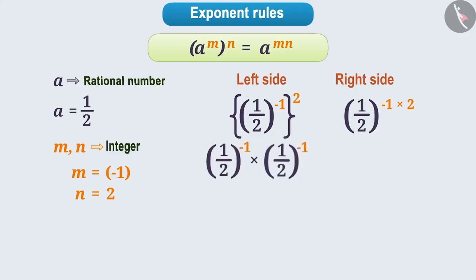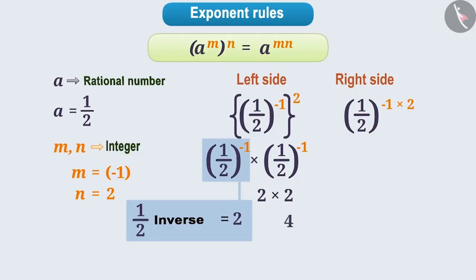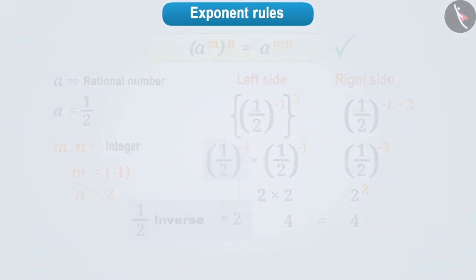We can write the left side as follows. 1 upon 2 to the power minus 1 whole to the power 2 is equal to 1 upon 2 to the power minus 1 into 1 upon 2 to the power minus 1. 1 upon 2 to the power minus 1 means 1 upon 2's reciprocal, that is 2. So we can write it as 1 upon 2 to the power minus 1 whole to the power 2 is equal to 2 into 2 is equal to 4. Now simplify the right side. Since both the sides are equal, it is verified that for rational number a and integer numbers m and n, a to the power m whole to the power n is equal to a to the power mn.